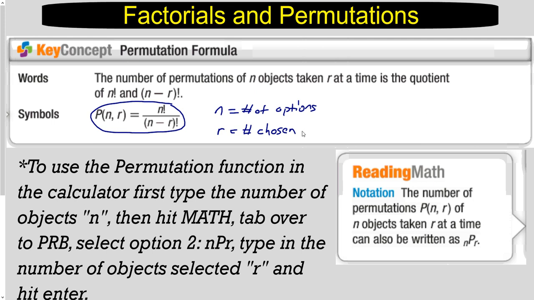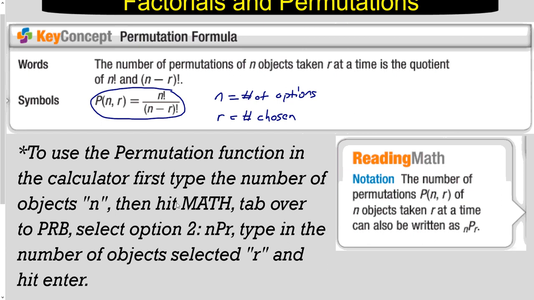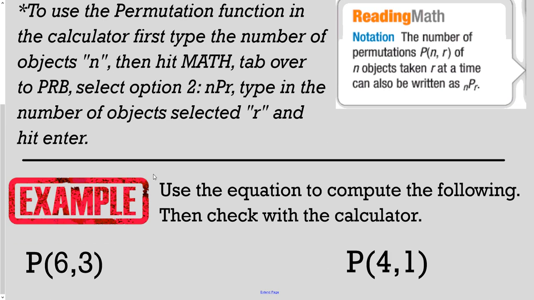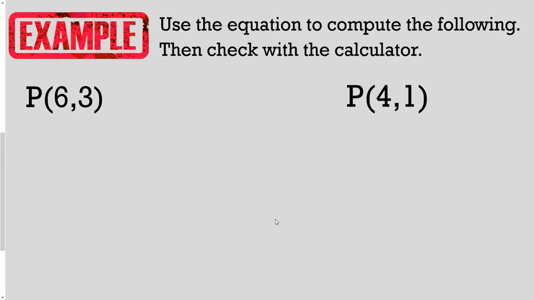If you're using a TI-84 or 89 and you have Math type turned on, or Math print, then you're going to choose that Math probability option first, and then it'll be n comma r. I can answer any questions about that if you have them, but you don't need a calculator to do this. This formula is not that complicated. Okay, so use the equation to compute the following, and then if you have one, check it with a calculator.